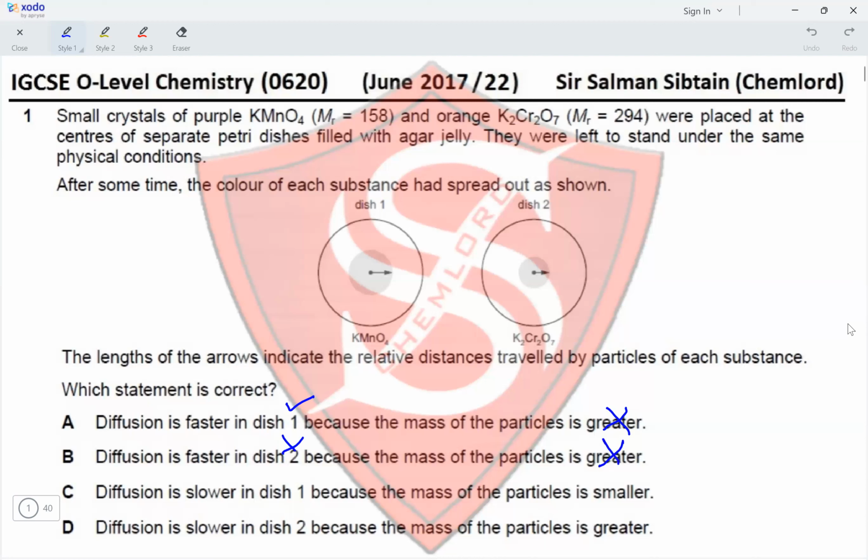Again, no. Diffusion is slower in dish 1. This is incorrect because the mass of the particle is smaller. Mass of the particle is smaller is correct, but diffusion should be faster. So diffusion is slower in dish 2. Yes, because the mass of the particle is greater. Therefore, option D is the correct option for this question.